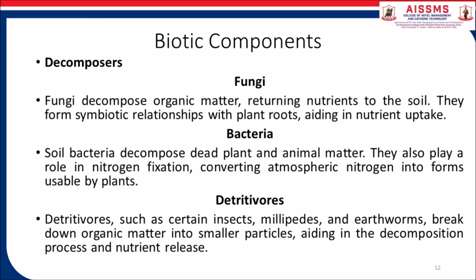Next will be bacteria. Soil bacteria decompose dead plant and animal matter, facilitating nutrient cycling and also maintaining the soil health. They also play a very crucial role in nitrogen fixation, converting atmospheric nitrogen into the forms usable by the plants. Next will be detritivores. Detritivores such as certain insects, millipedes, and earthworms break down the organic matter into smaller particles. It aids in the decomposition process and nutrient release.